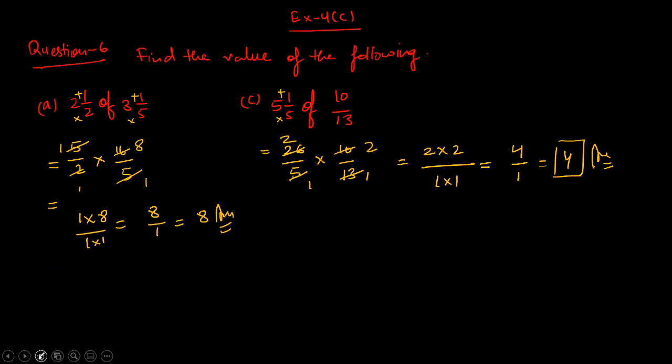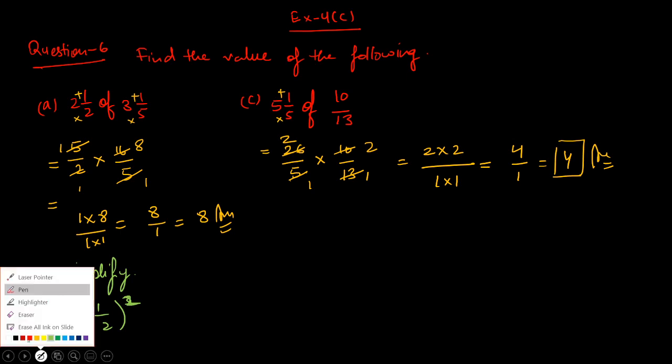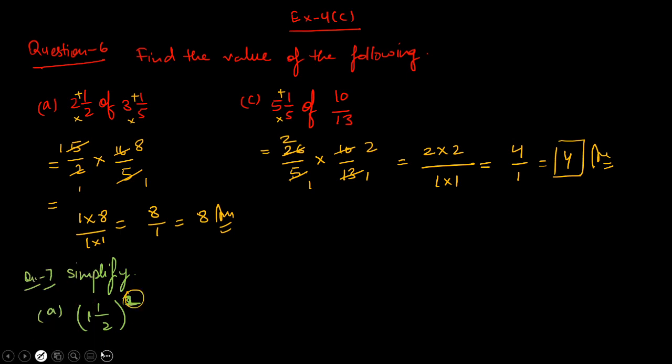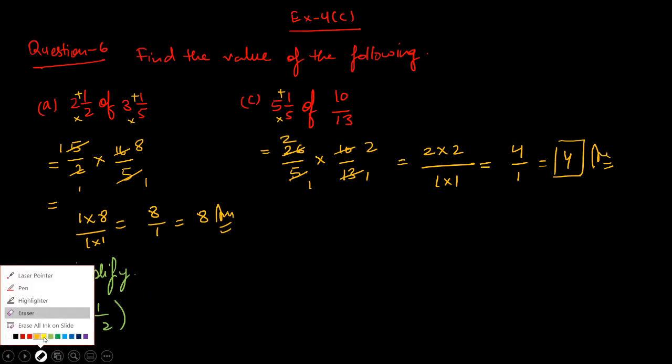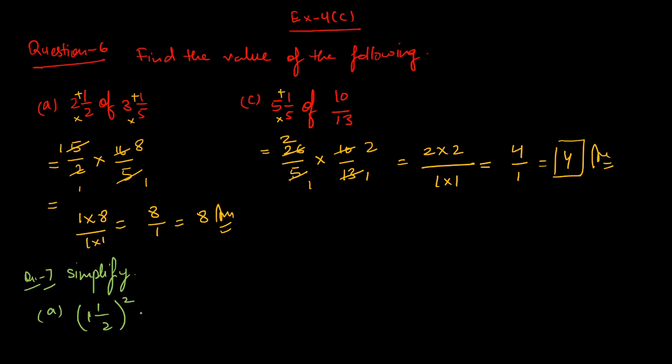Now next is question 7, and this question says simplify part A: 1 whole 1 upon 2 whole square. Okay, this is whole square. This 2, as you can see here, is called whole square. So 1 whole 1 upon 2 whole square.